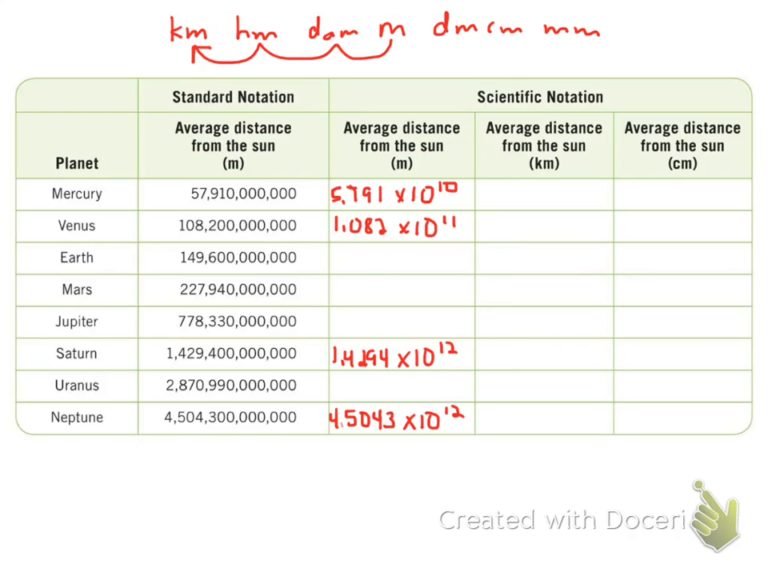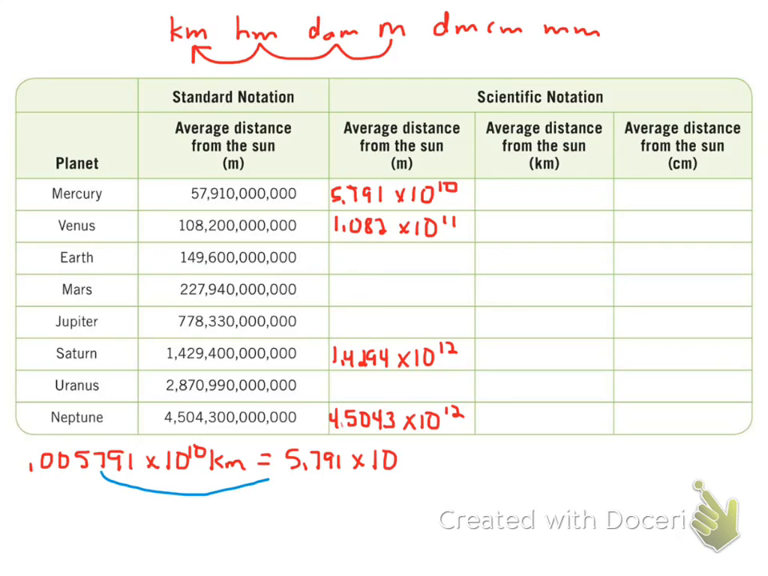So if we go down to our number for Mercury, and move the decimal 3 places to the left, we would need 2 zeros, 5791 times 10 to the 10th. So we just moved the decimal point 3 times so far. Okay with that part? Okay. Now at this point it is kilometers, but it's not in scientific notation. Where do we need the decimal point for it to be in scientific notation? Between the 5 and the 7. 5.791. That's going to change the exponent as well.